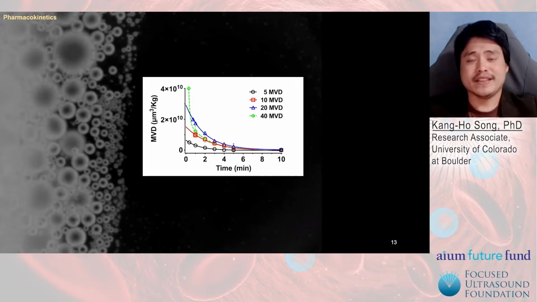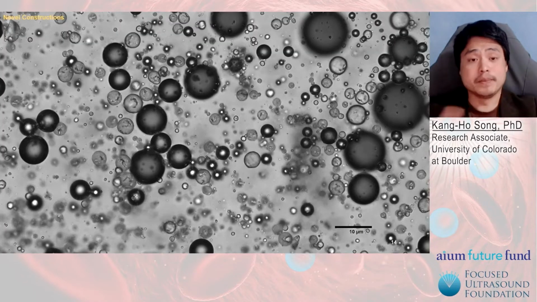So how do we solve these problems? Well, pharmacokinetics and pharmacokinetic predictability may be addressed with novel constructions of microbubbles that may either persist longer or be less immunogenic or be not as easily filtered from the blood and have physiological responses triggered.